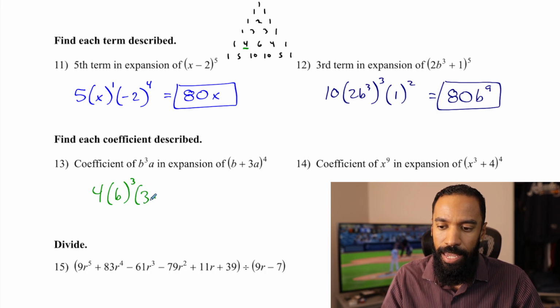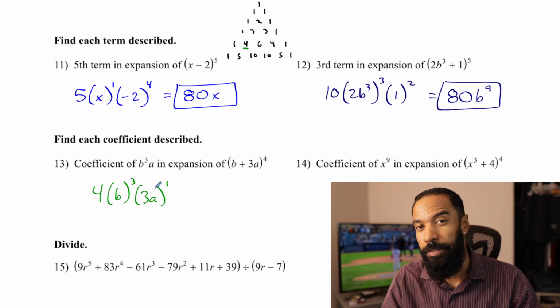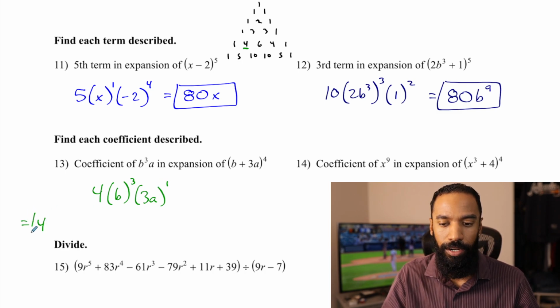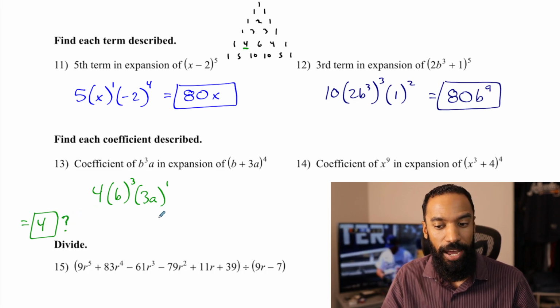And then the 3a gets to the 1st power. We know this because b cubed a. But that does have a 3 in it. So the answer is either 4. I don't really know. That's the starting point. I'm going to assume that's not it.